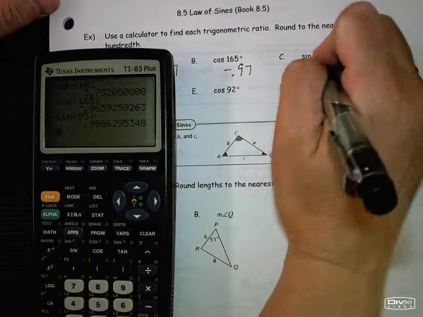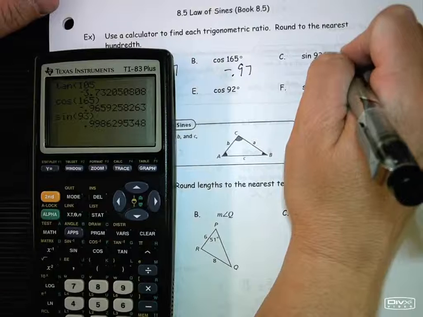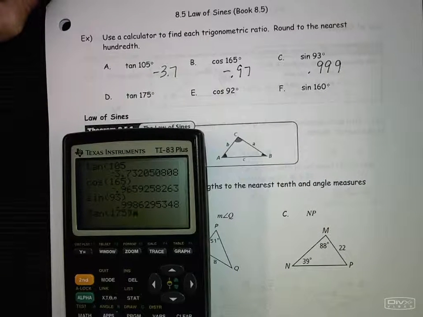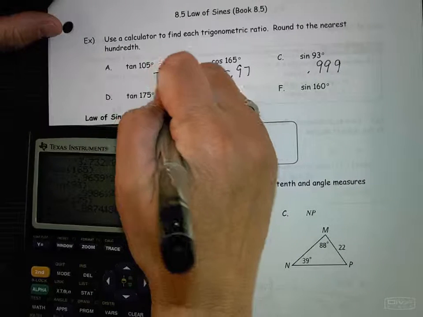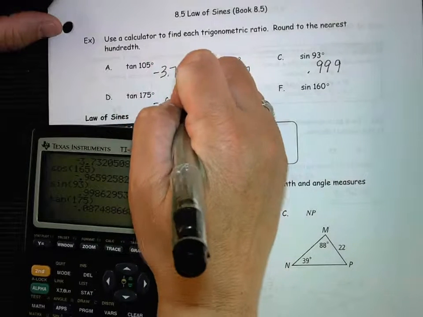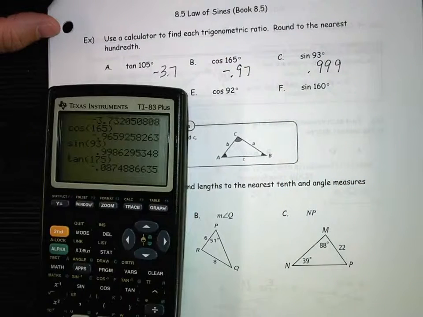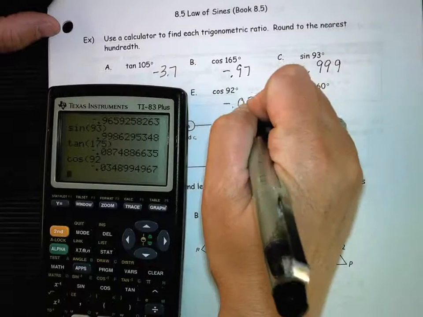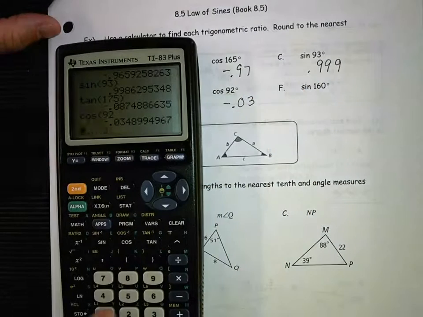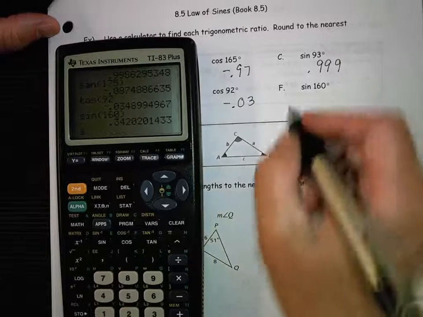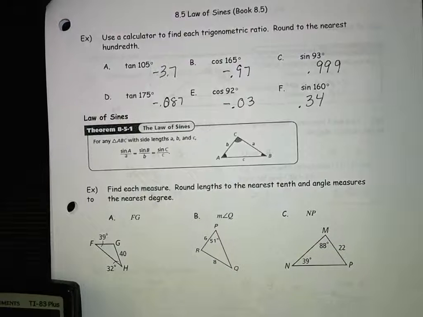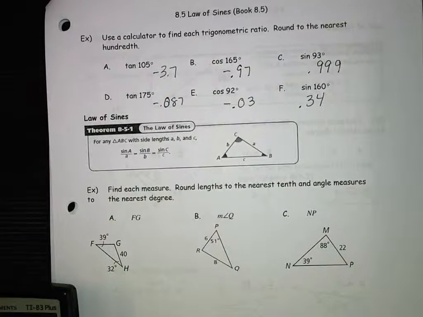Sine of 93 will be 0.999, let's call it. Tangent of 175 is negative 0.087. Cosine of 92, negative 0.03. And sine of 160 is 0.34. And technically, all of those are supposed to be to the hundredths place, so we should have the second decimal place. That one I did a few more.